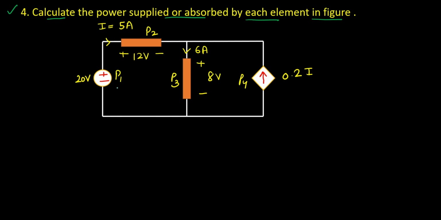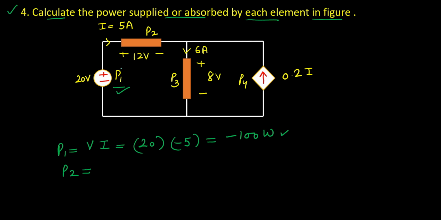As you can see in the voltage source, the current is leaving the positive terminal of the battery. So P1 is equal to, as we know, power is equal to the product of voltage and current. The voltage given here is 20 volts, and the current leaving the positive terminal of the battery is represented by a negative sign. Since the current is leaving the positive terminal of the battery, this element is delivering power.